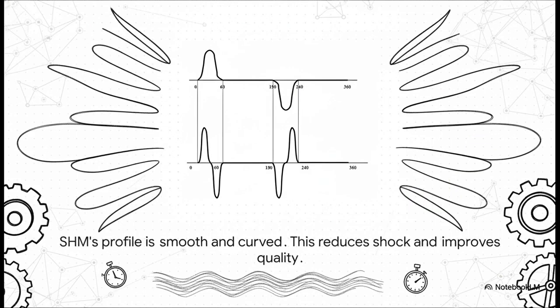Now compare that to the profile for simple harmonic motion. It's night and day, isn't it? Everything is a smooth, gentle curve. The speed changes gradually. This smooth motion totally reduces that shock, which lets the loom run faster and more efficiently. And the result? A much higher quality fabric with way fewer defects. It's just a more elegant way to solve the problem.